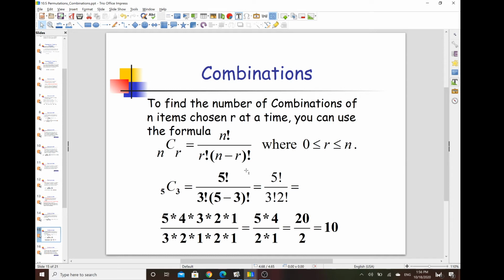So for this one, let's say we have 5 choose 3. So it's 5 factorial over 3 factorial times the quantity of 5 minus 3 factorial. So 5 factorial over 3 factorial times 2 factorial. Try to expand it, so it's 5 times 4 times 3 times 2 times 1 over the denominator 3 times 2 times 1, and then times 2 times 1. Reduce. So we got 5 times 4 over 2. So 20 over 2, 10.